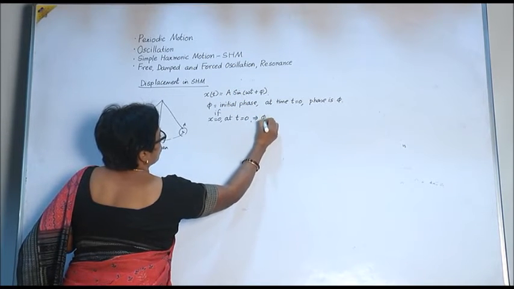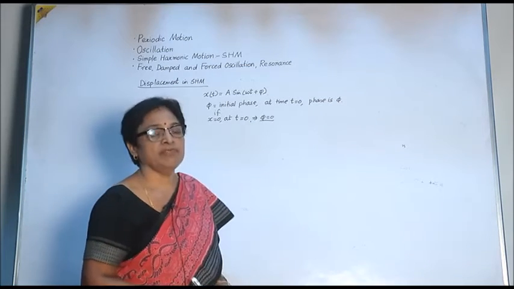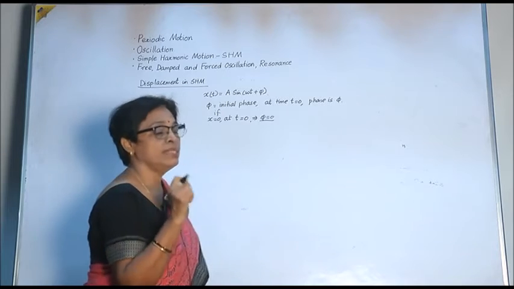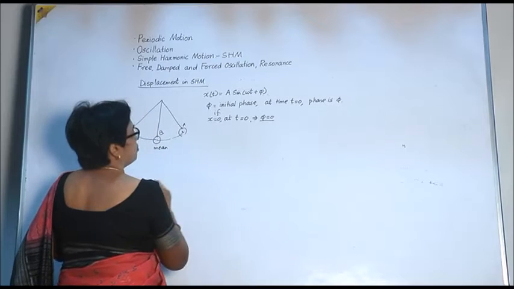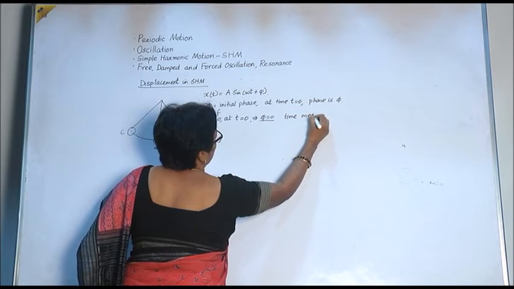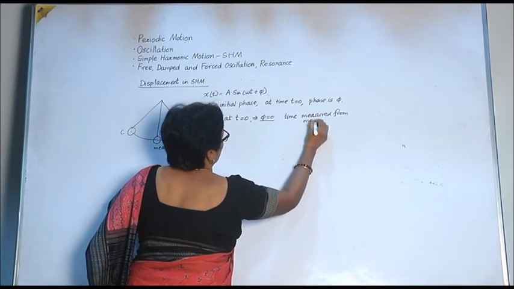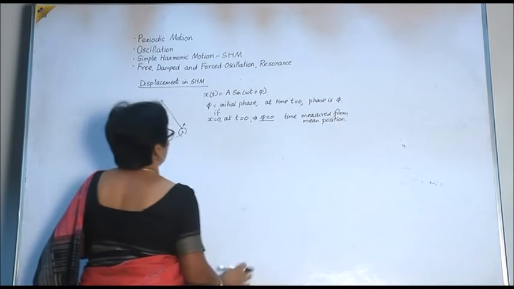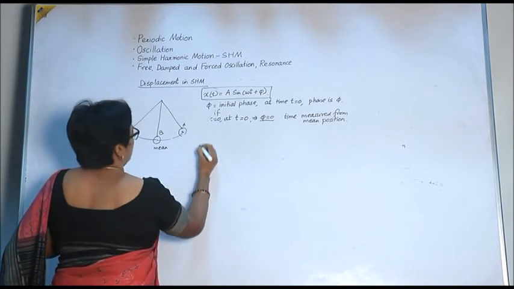That gives me phi is equal to 0. So we will take the initial time, when we measure time from the mean position, and we will say that the initial phase is 0 if time is measured from the mean position. So if this is your displacement, what is the velocity of the body?